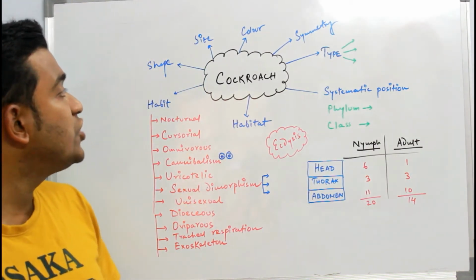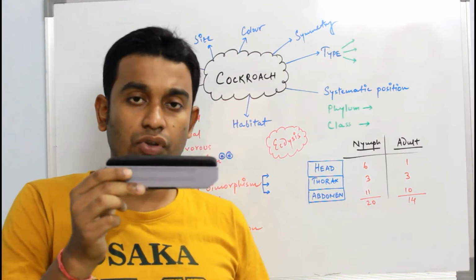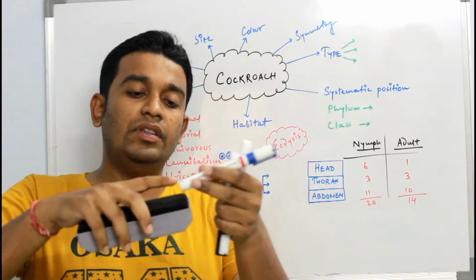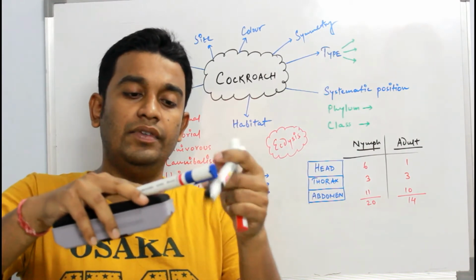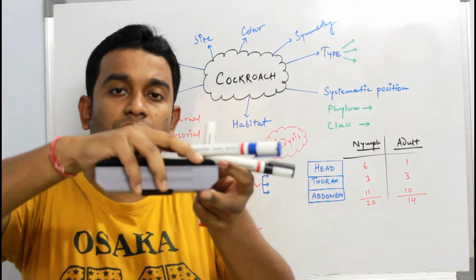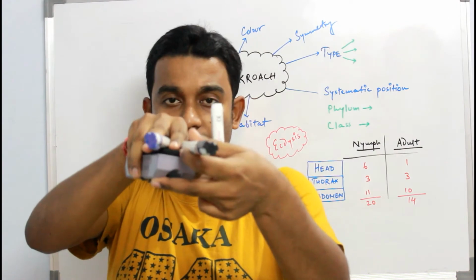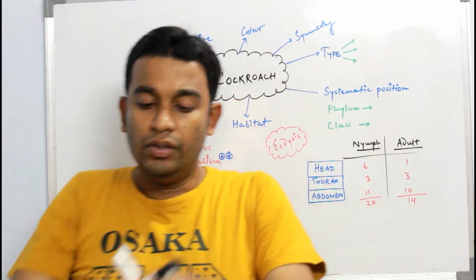Now let's talk about the shape. Again the same example I'll give you. This is the cockroach, and say these are the antennae, like this. And you are observing the cockroach from the lateral view. If you observe the cockroach in this way, you can figure out what I'm talking about. So just hold on.